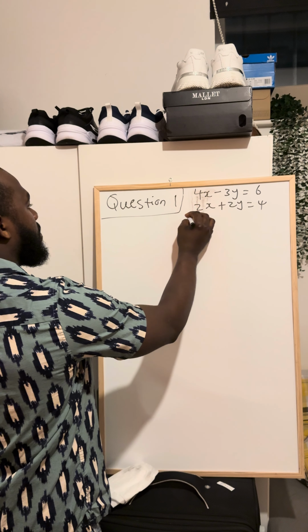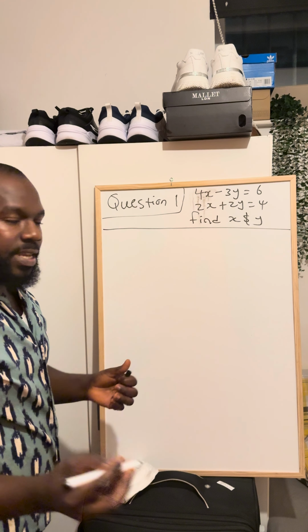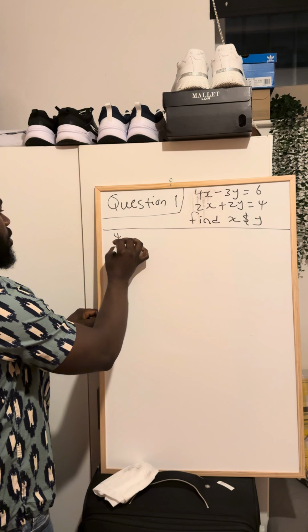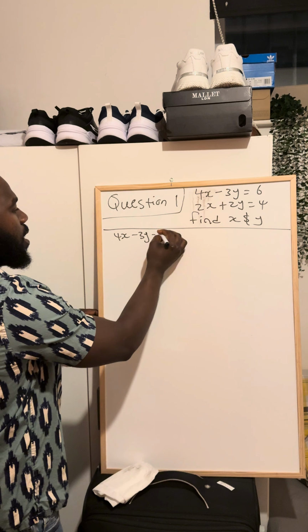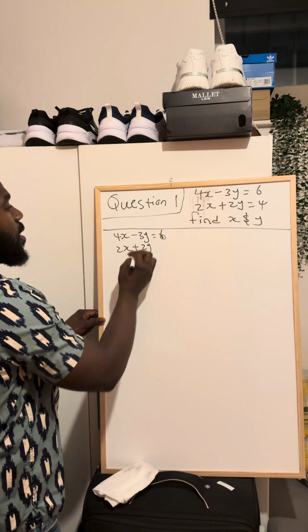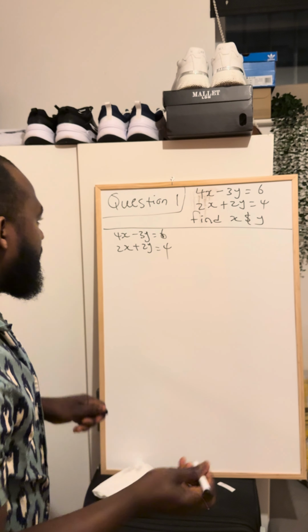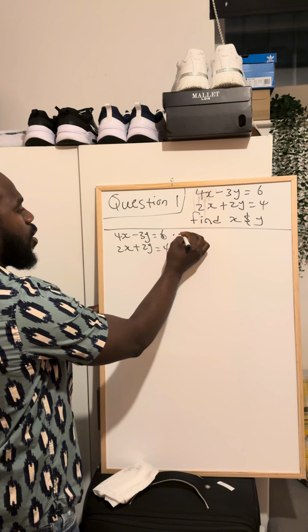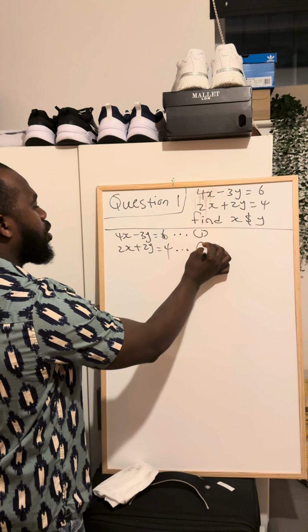So how do you solve problems using the elimination method of simultaneous equations? Let's begin. Without wasting time, let's bring the equations down. So we've got 4x minus 3y equal to 6, and we've got 2x plus 2y equal to 4. Now what we're going to do is this. Let's call the equation on top equation 1, and the equation below equation 2.